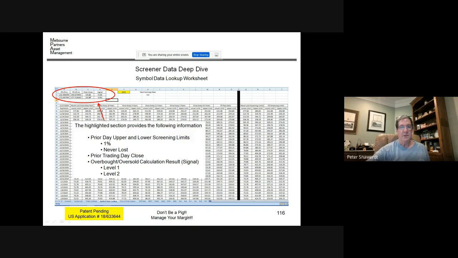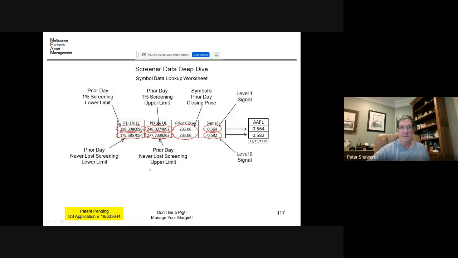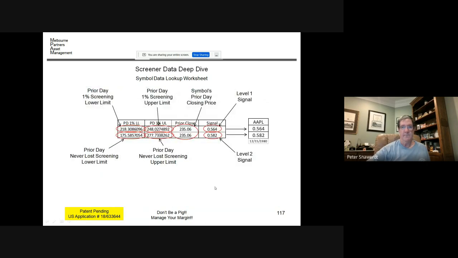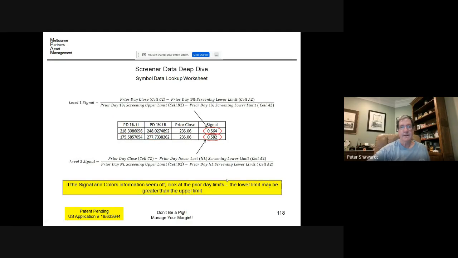This is the calculation to determine overbought or oversold up in that left-hand corner. That's really just for me, if you will. This is kind of detail on what all of that stuff is. Here's how you make that calculation. If you're really all that interested, just know that this exists in the presentation.